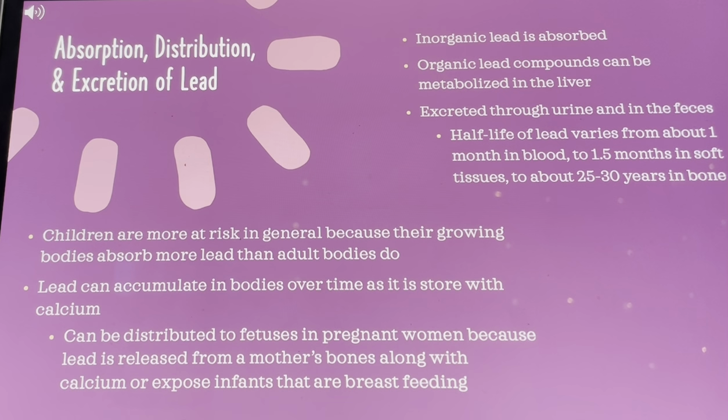Children are more at risk in general because their growing bodies absorb more lead than adult bodies do. Lead can accumulate in bodies over time as it is stored with calcium. This can then be distributed to fetuses and pregnant women because lead is released from a mother's bones along with calcium, or expose infants that are being breastfed.